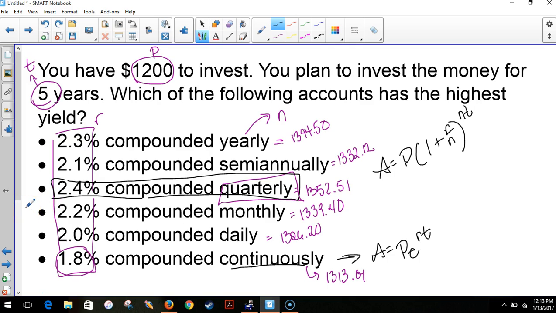Now, when you go to the bank to put your money in the account, they're going to give you a variety of numbers, and one of those numbers will most likely be APY. APY is annual percentage yield. It is the percentage rate that you would need to have on an account if it was compounded using simple interest to get the same amount of interest that you get from the compounding account.